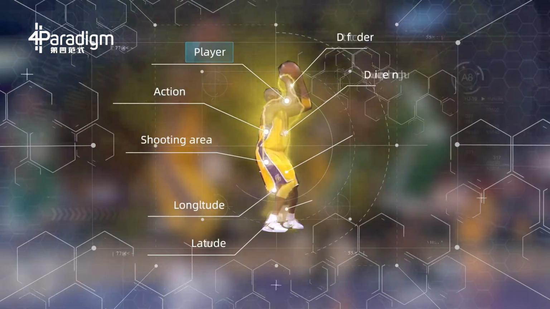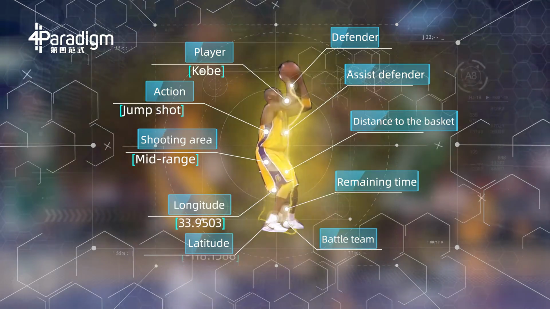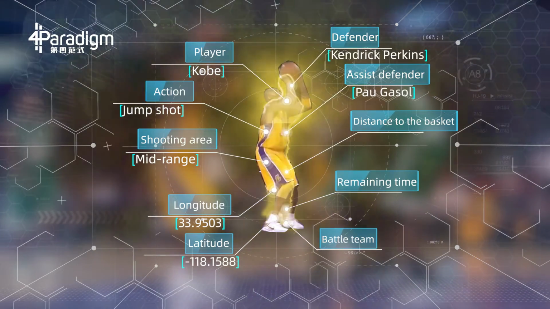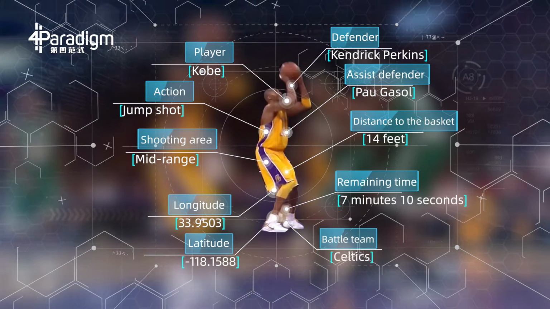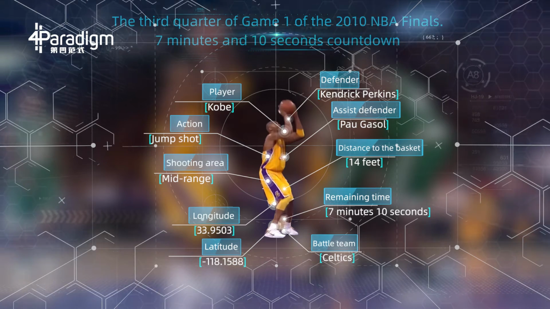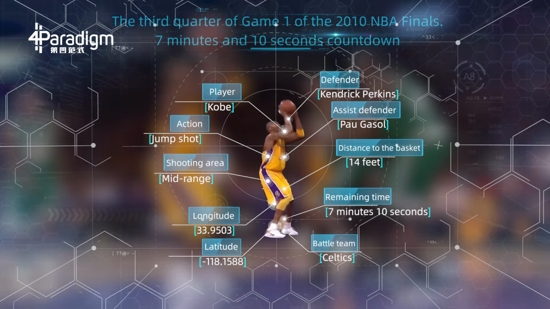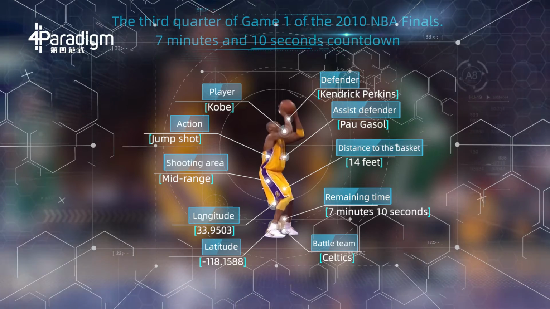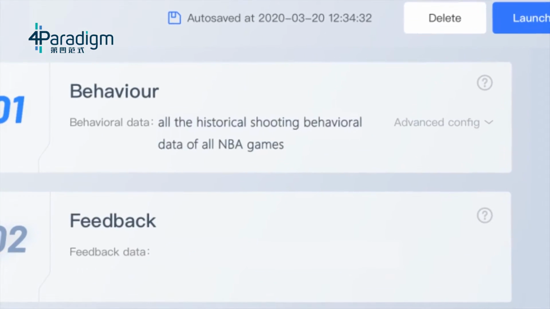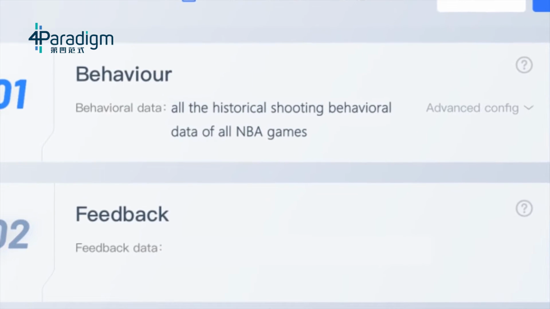Kobe, jump shot, mid-range, 33.9503, 118.1588, Kendrick Perkins, Pau Gasol, 14 feet, 7 minutes 10 seconds, Celtics battle team is a piece of behavioral data corresponding to Kobe's 7 minutes and 10 seconds countdown shot in the 3rd quarter of Game 1 of the 2010 NBA Finals. Now we import all the historical shooting data of all NBA games before tonight, April 13, 2016.